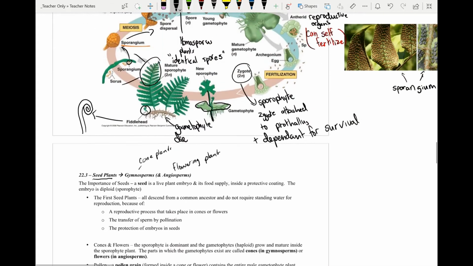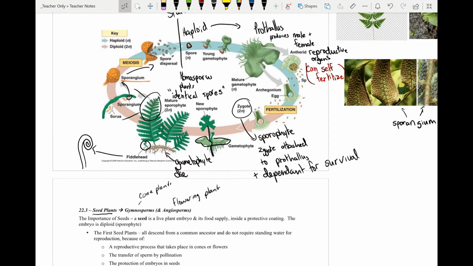To bring back our fern here, one thing that it has in common with ferns is both of these are vascular, but with a fern, we didn't have a seed. We had our Gametophyte here produce both male and female reproductive organs. After fertilization, the new sporophyte grows out of the Gametophyte into what we know as a fern.